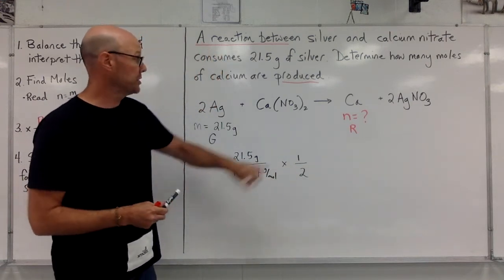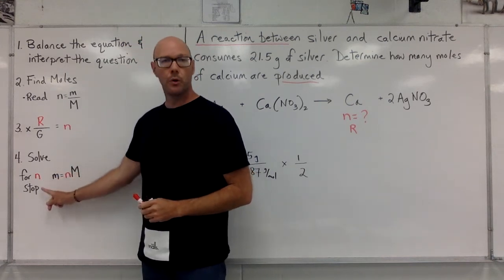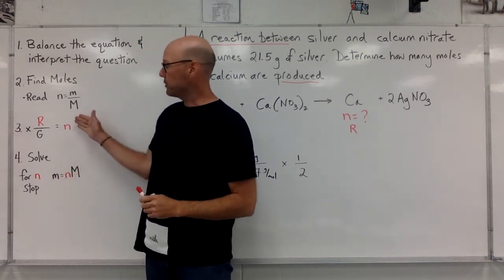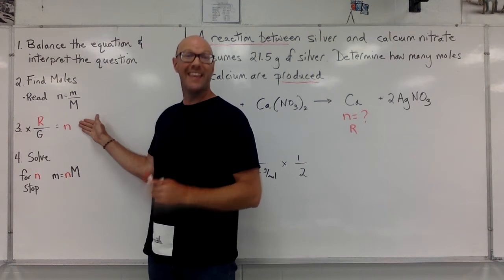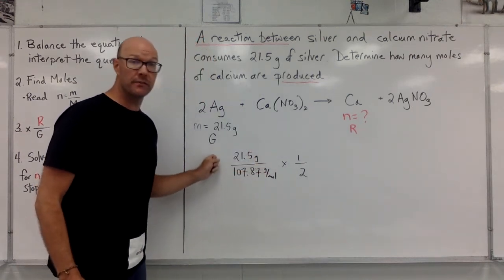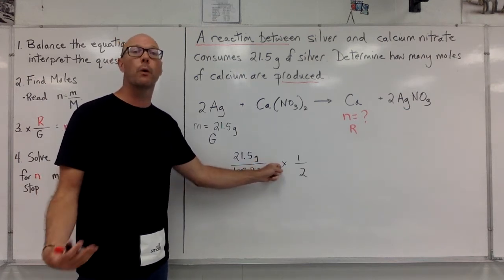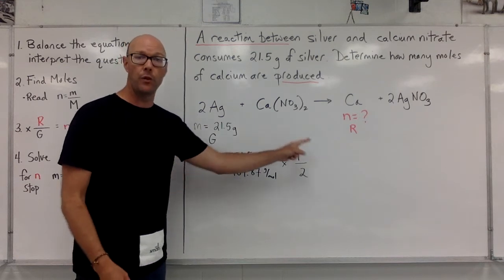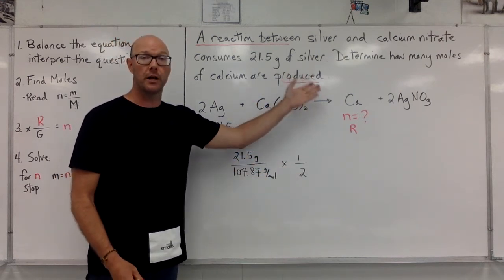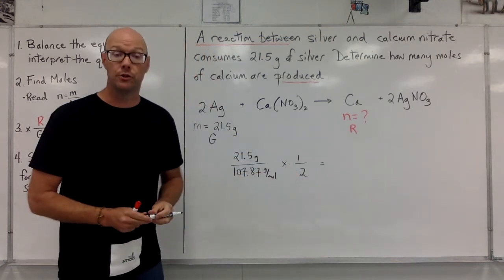Now, this question says, find the moles. If we're looking for the moles, we stop. After we multiply by the R over G, that represents moles. This right here is the moles of the silver, but as soon as we multiply by the R over G, it turns it from one chemical to the other. This whole thing represents the moles of calcium. So we get to stop and do the math.